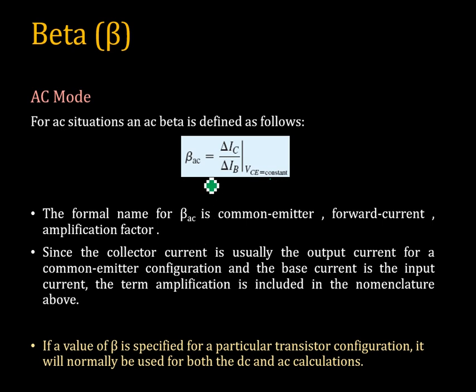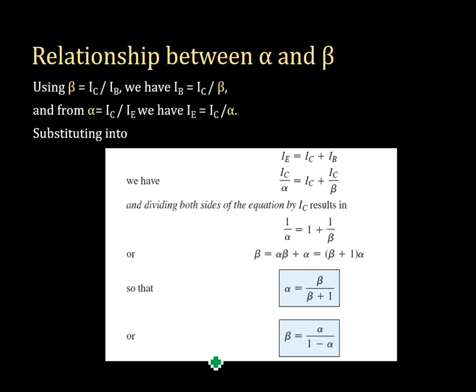In this case also, these AC and DC values will be almost the same. So if a value of beta is specified for a particular transistor configuration, it will normally be used for both DC and AC calculations. Now what is the relation between alpha and beta?